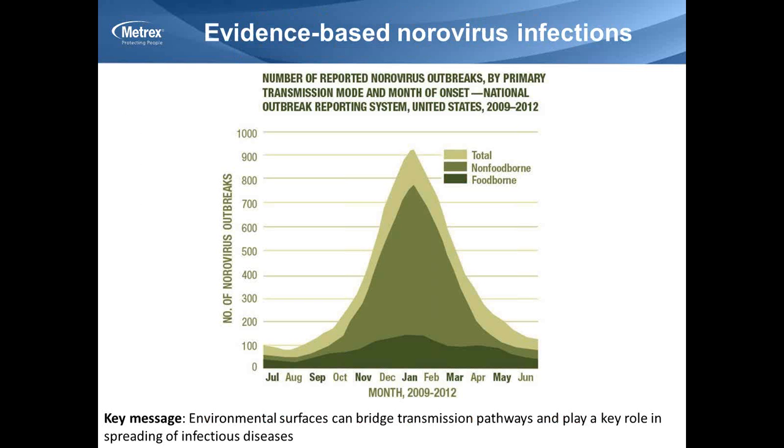Back to the norovirus. I want to conclude the norovirus case study by showing the final results. This is also a CDC survey, summarizing a 3-year period of norovirus outbreaks, because traditionally we think norovirus is a GI tract virus. As we can see, the foodborne outbreaks account for only a small percentage of all norovirus outbreaks. The non-foodborne outbreaks account for the majority. Non-foodborne norovirus transmission happens through environmental surfaces. That's the key message: environmental surfaces can bridge transmission pathways and play a key role in infectious disease. This concludes our case study.